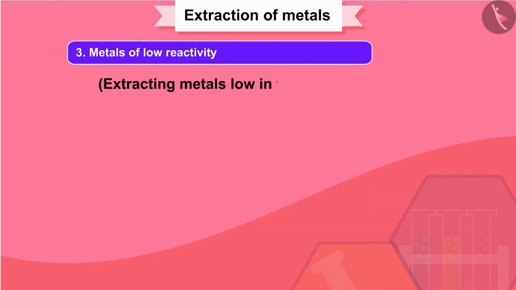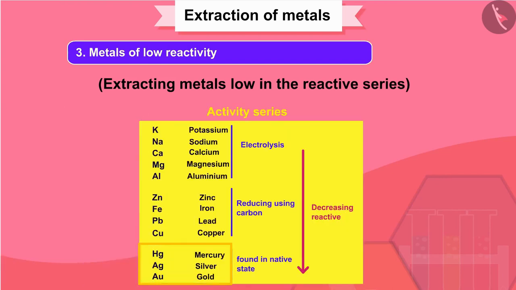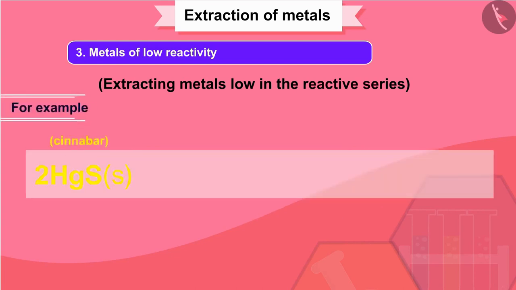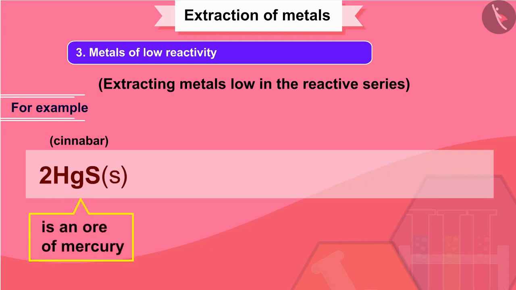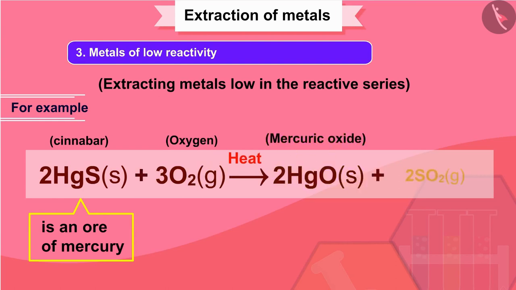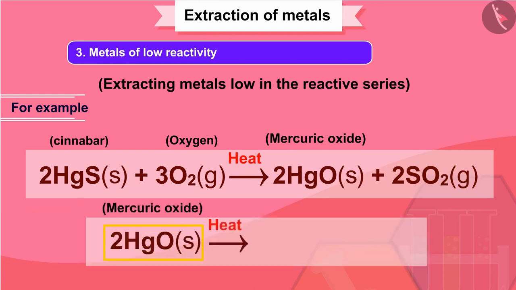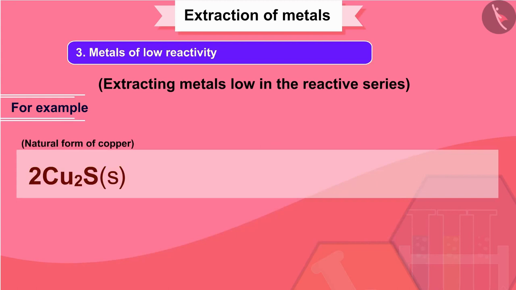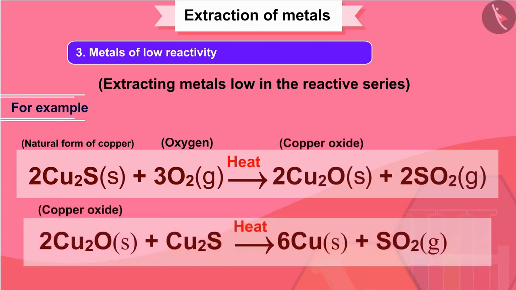Extracting metals low in the reactive series. Metals low in the activity series are very unreactive. The oxides of these metals can be reduced to metals by heating alone. For example, cinnabar, HgS, is an ore of mercury. When it is heated in air, it is first converted into mercuric oxide, HgO. Mercuric oxide is then reduced to mercury on further heating. Similarly, copper, which is found as Cu2S in nature, can be obtained from its ore by just heating in air.